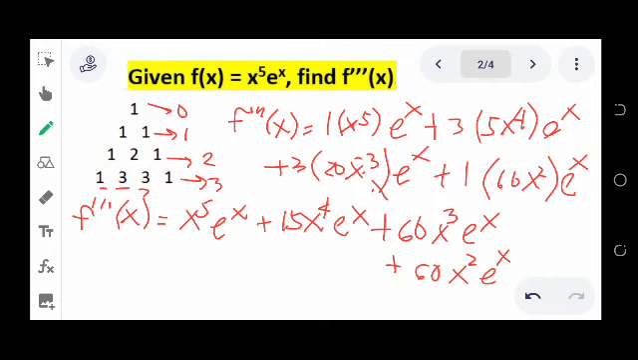Now notice that e to the x is common in each of the terms. So to write this answer nice and clean, you can just factor out the e to the x and put it outside the parentheses, and put x to the fifth plus 15x to the fourth plus 60x cubed plus 60x squared inside the parentheses in order to write this in factored form. But regardless of that, we still were able to get the answer to this one.